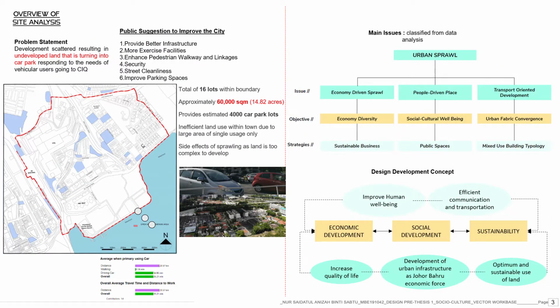The issue of urban sprawl relates to economy-driven sprawl, people-driven sprawl, and transport-oriented development. For those issues that impact social development, economic development, as well as sustainability, a design development concept has been constructed. The strategy is to make urban infrastructure development an economic force in Johor Bahru to help improve the quality of life and promote optimum sustainable use of land. This idea aims to gain improvement in human well-being and efficient communication and transportation.